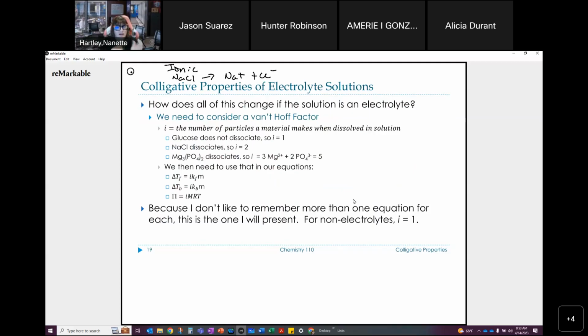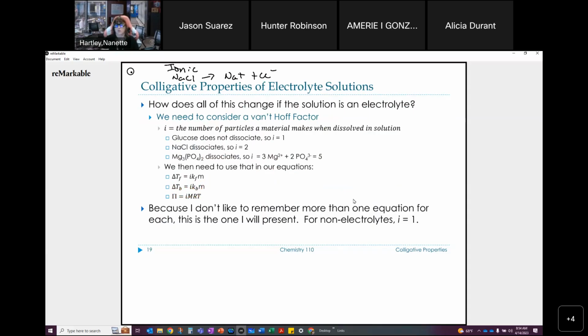Mg3PO4 is going to be an i of 5, because I get those 5 particles for every one of those that I put in. That is going to have to be part of those calculations that we have done. So that affects the following equations. Delta Tf is then equal to i times Kf times m. Delta Tb equals i times Kb times m. And my osmotic pressure is equal to i times the molarity times the gas constant times the temperature.